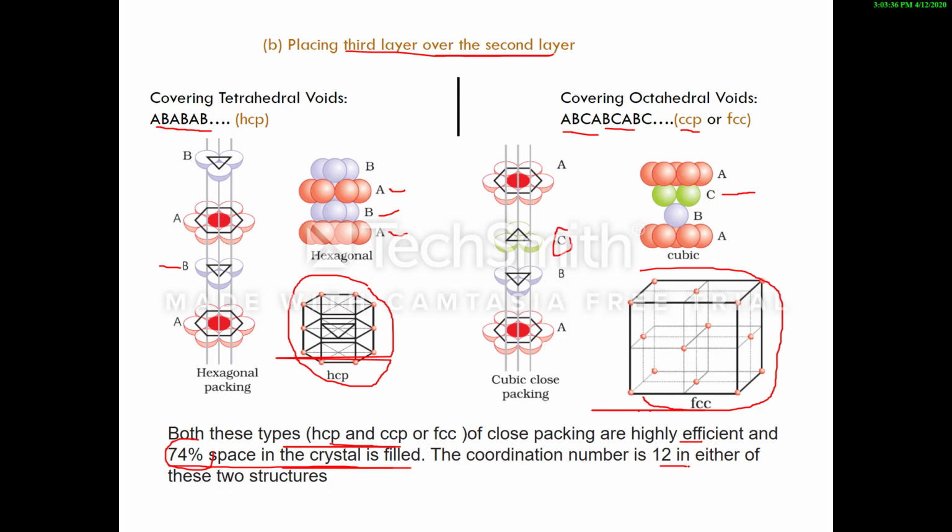Then how can you justify this coordination number is 12? Now just see, if we consider this is the particle in HCP, this particle is surrounded by these six particles in the same layer, and three particles are above the layer and three particles are below the layer.